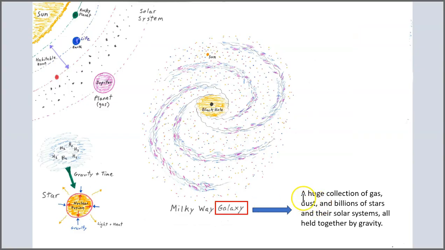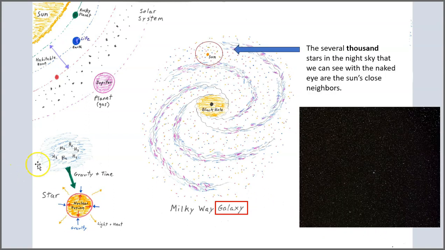Let's define our galaxy: a huge collection of gas, dust, and billions of stars and their solar systems, all held together by gravity. Now, this picture shows some stars in the night sky. Well, if we go out to a dark place away from city lights, with the naked eye we can see a few thousand stars. The stars we see in the night sky would just be the nearest neighbors of the sun.